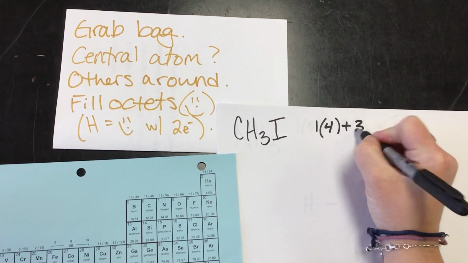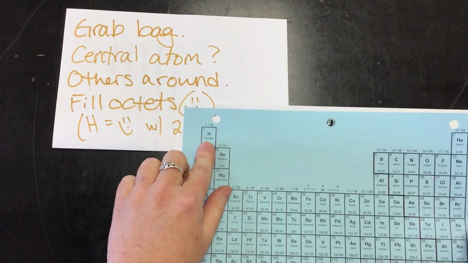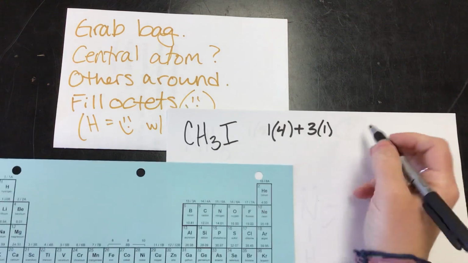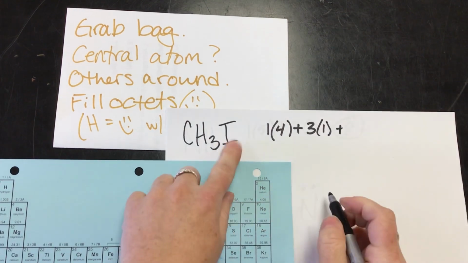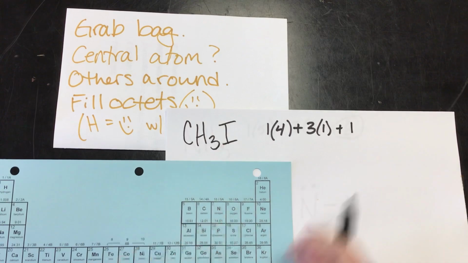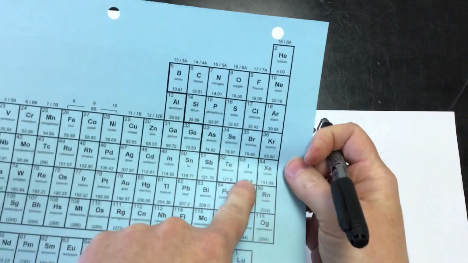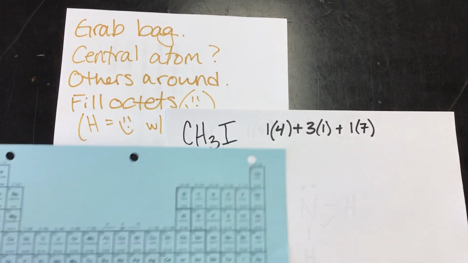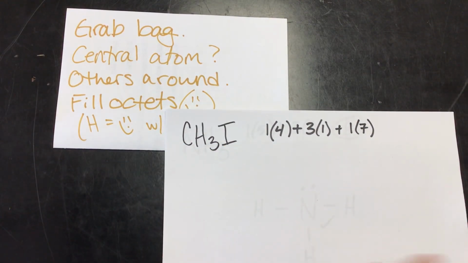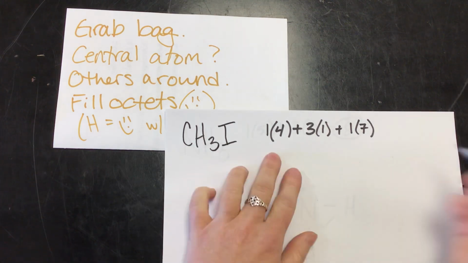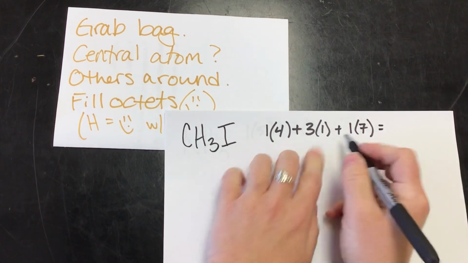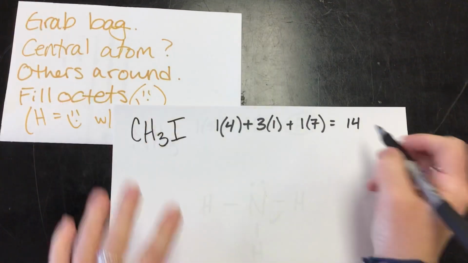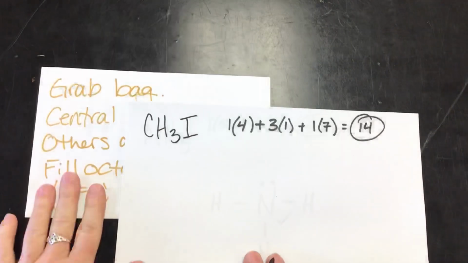We add that to 3 hydrogens. Hydrogen's in the first column, so each one has one valence electron. And then lastly, we have an iodine, and there's only one of them, so I'm going to write a 1 here. And each iodine is in group 17, so it has 7 valence electrons. So that gives us a total of 4 plus 3 plus 7, and that gives us 14 total electrons in our grab bag.